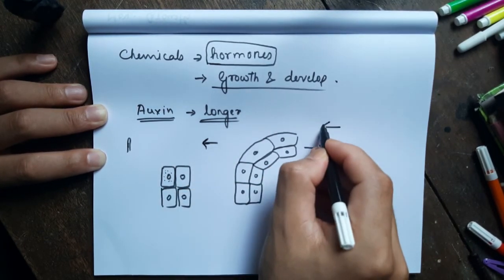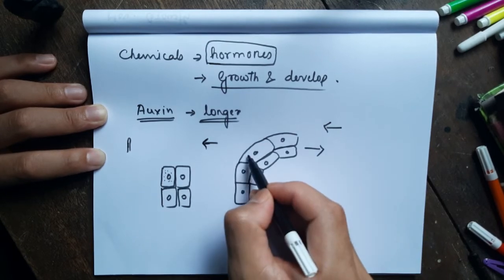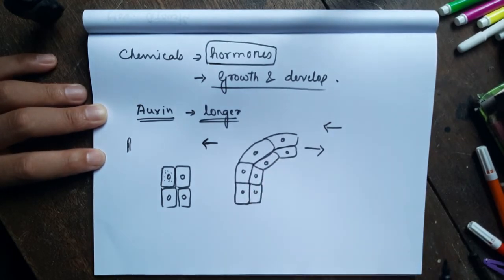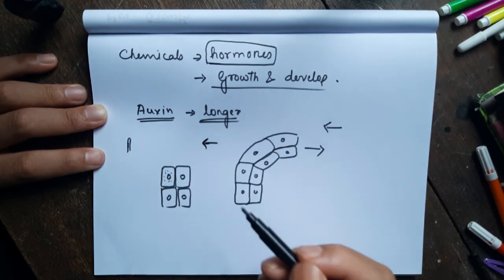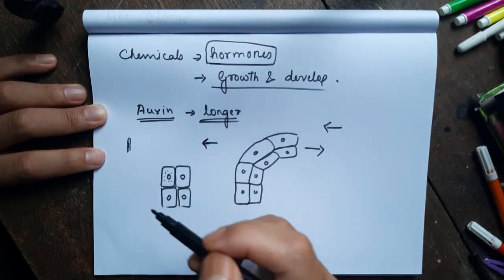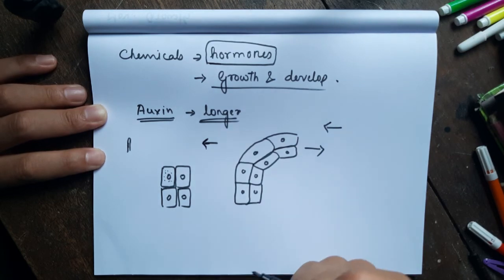Light was coming from this side. As a result, the opposite side cells were becoming longer and longer. Why were they becoming longer? Because auxin was getting deposited on that side. Auxin will move to the side where the light is not touching. As a result, the cells will grow longer and push the plant towards the light.